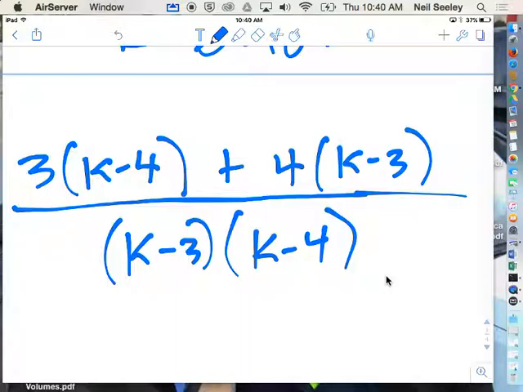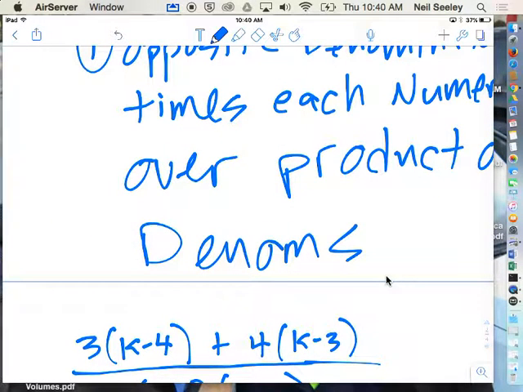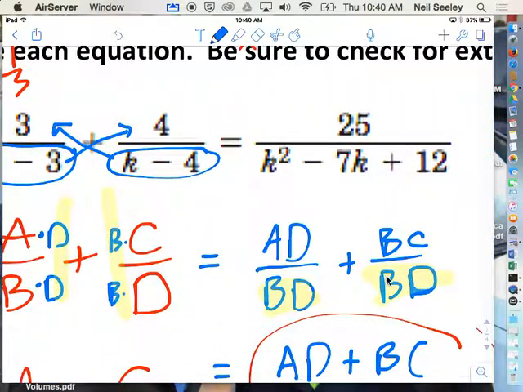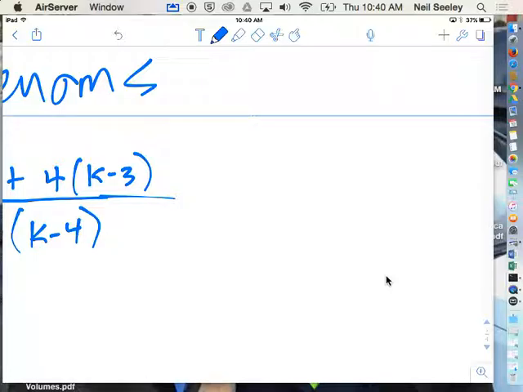Old-fashioned algebra. The thing is, when you guys remember what was on the other side, if I go up there and take a look at it, this is where it becomes kind of a contrived problem. It's 25 over k squared minus 7k plus 12. I'm going to put that back because it's still there.